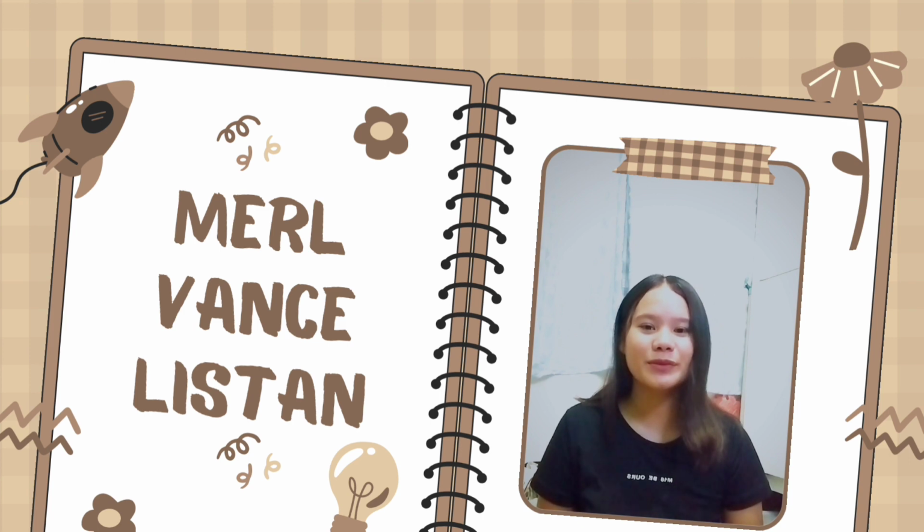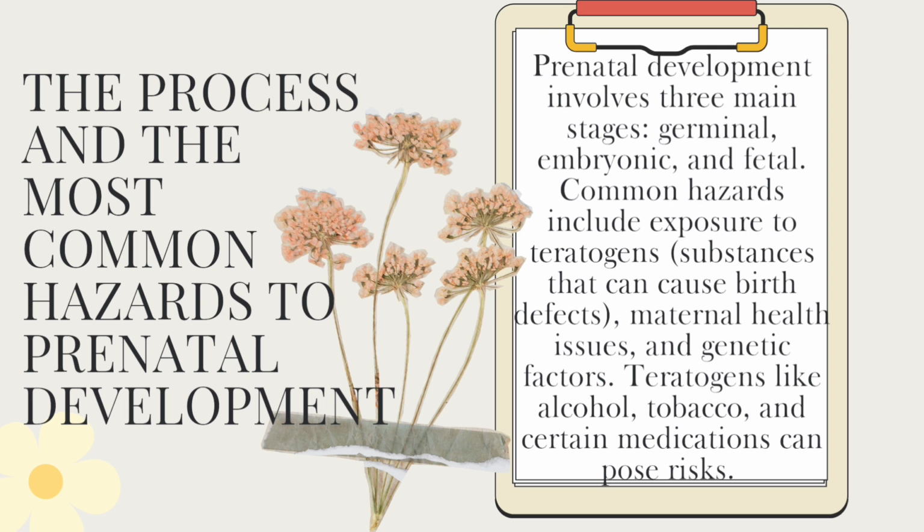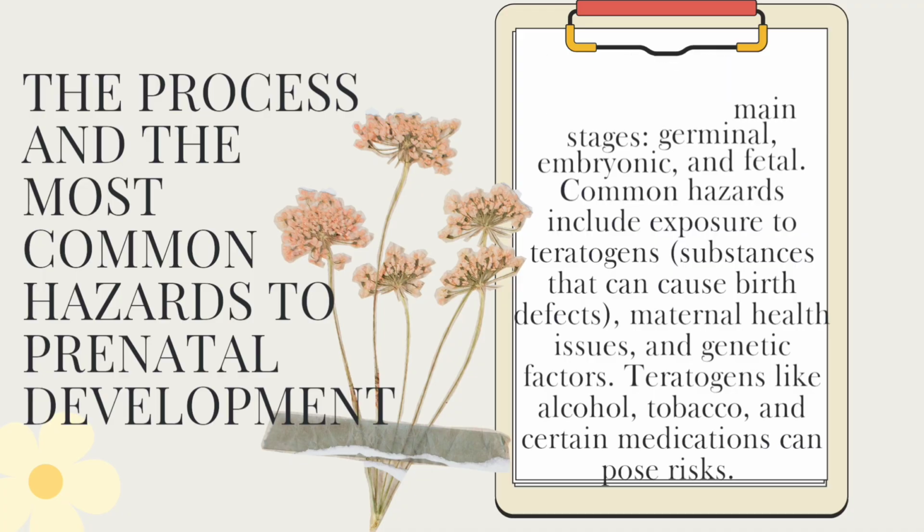And we'll be tackling the process and the most common hazards in prenatal development. So, let's keep on learning. Prenatal development involves three main stages. These are the germinal, embryonic, and fetal. Common hazards include exposure to teratogens. These are substances that can cause birth defects, maternal health issues, and genetic factors. Teratogens like alcohol and tobacco, as well as medications, pose risk.